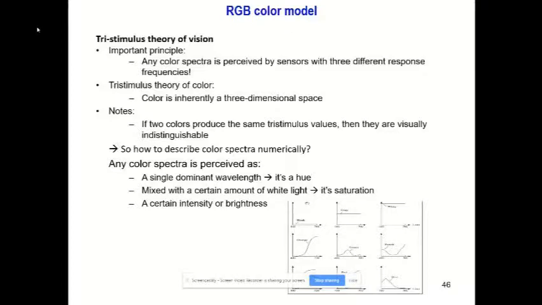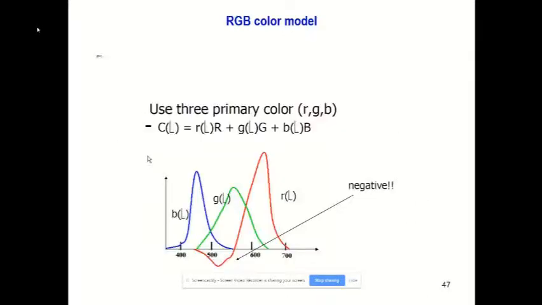Any color spectra is perceived as having three parameters: the hue, which is about the single dominant wavelength; the saturation, which is about the mixture with a certain amount of white light that I just explained earlier; and the intensity or brightness of the color. So again, the RGB color model is very simple. Any color is represented by a combination of three main colors: red, green, and blue.